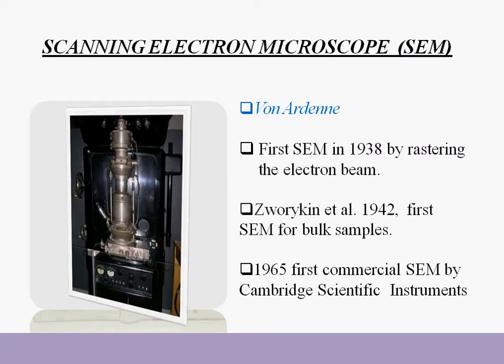First, in the case of scanning electron microscopy, it was developed in the year 1938 with the help of a rastering electron beam by the scientist named Van Ardenne. Later, in the year 1942, the SEM started being used for bulk samples, and lastly, in the year 1965, it was commercialized by Cambridge Scientific Instruments.